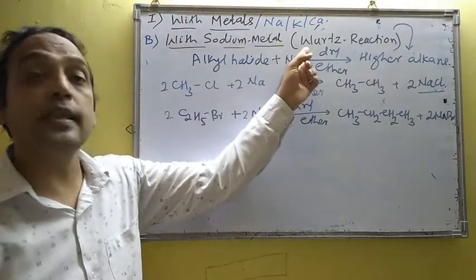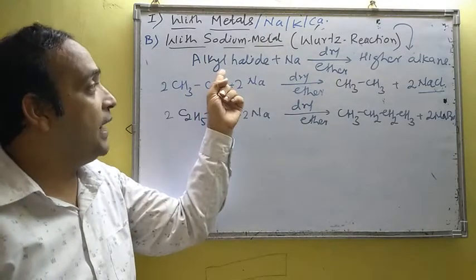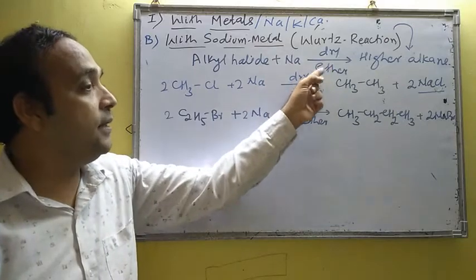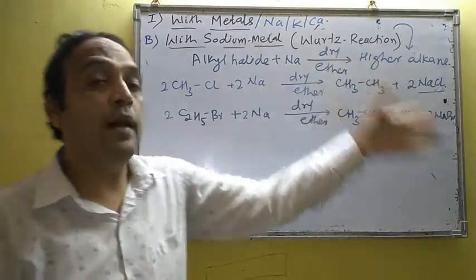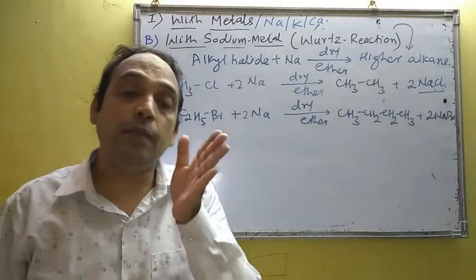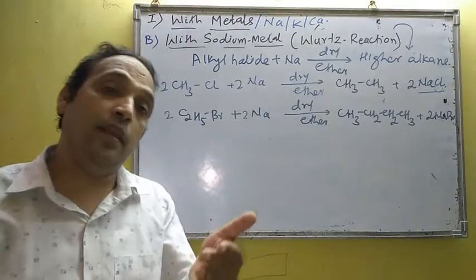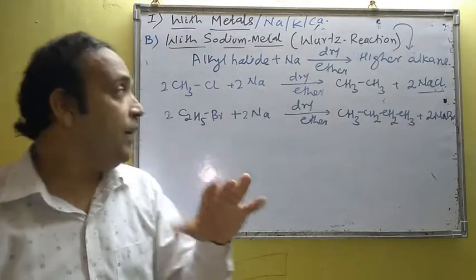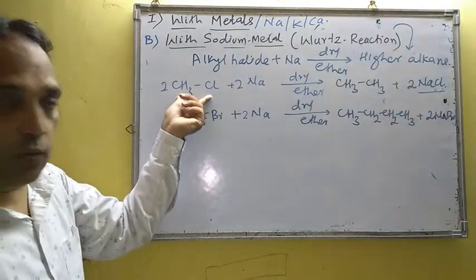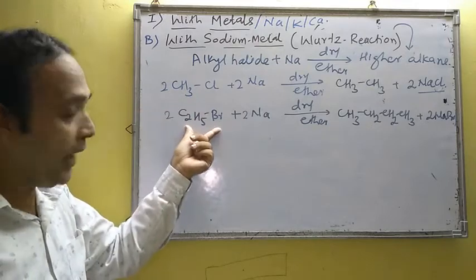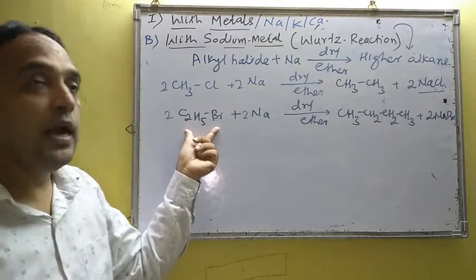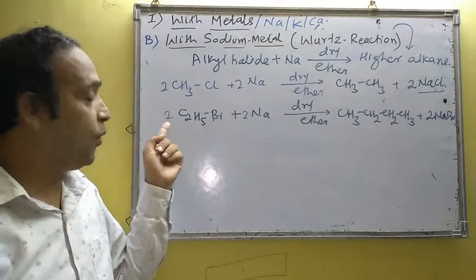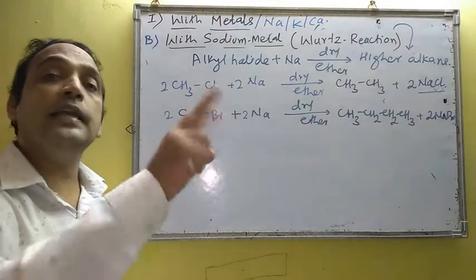So for balancing purposes we use here 2 alkyl halide and 2 sodium metal, and this reaction is known as the Wurtz reaction, a reaction in which alkyl halide reacts with metallic sodium in dry ether, which acts as a solvent, to form a higher alkane in which the number of carbon atoms is double the number of carbons present in the alkyl halides. Here we used 2 methyl chloride, and here 2 ethyl bromide. Both were the same alkyl halides.